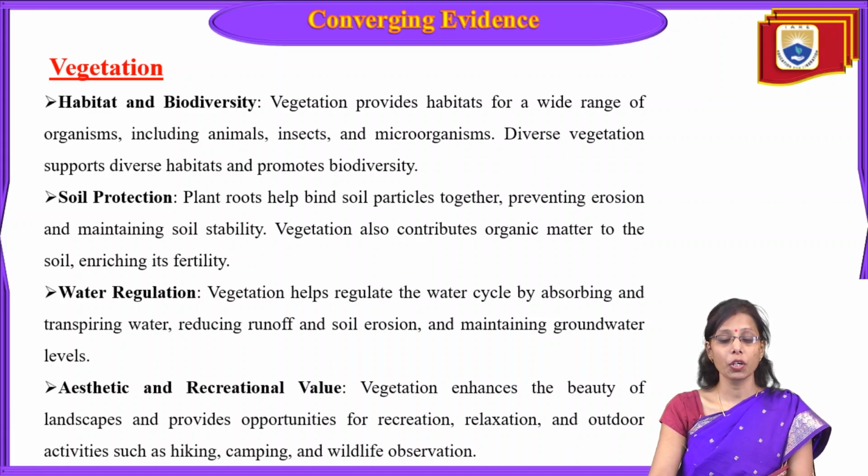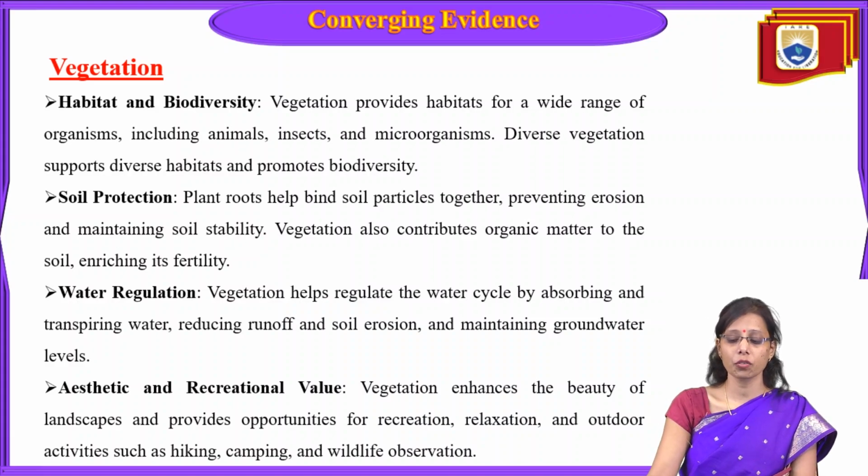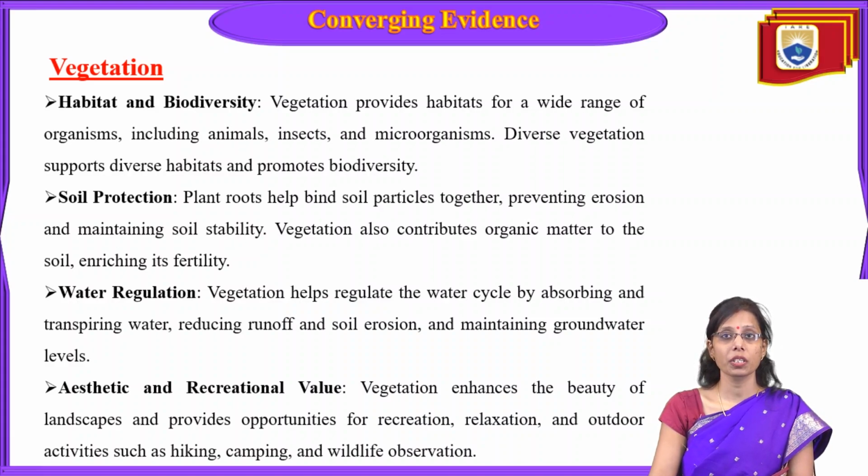Soil protection it will do. Habitat and biodiversity means vegetation provides habitats for a wide range of organisms, including animals, insects, and microorganisms. And soil protection means plants help bind soil particles together, preventing erosion and maintaining soil stability. Vegetation also contributes organic matter to the soil, enriching its fertility.